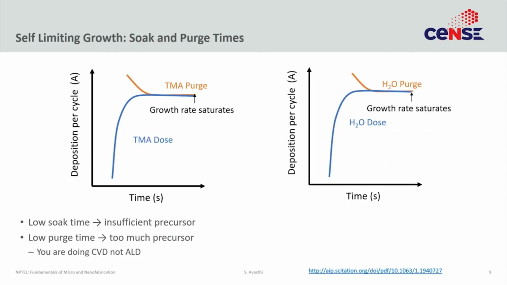Now, supposing I give you a new precursor A and a precursor B and ask you to come up with a recipe for ALD, how do you go about making a new recipe? All you have to do is understand the basics of how ALD works, and then optimize the 4 parameters that you have under your control. What are the 4 parameters? You have the dose of component A, the purge of component A, the dose of component B, and the purge of component B.